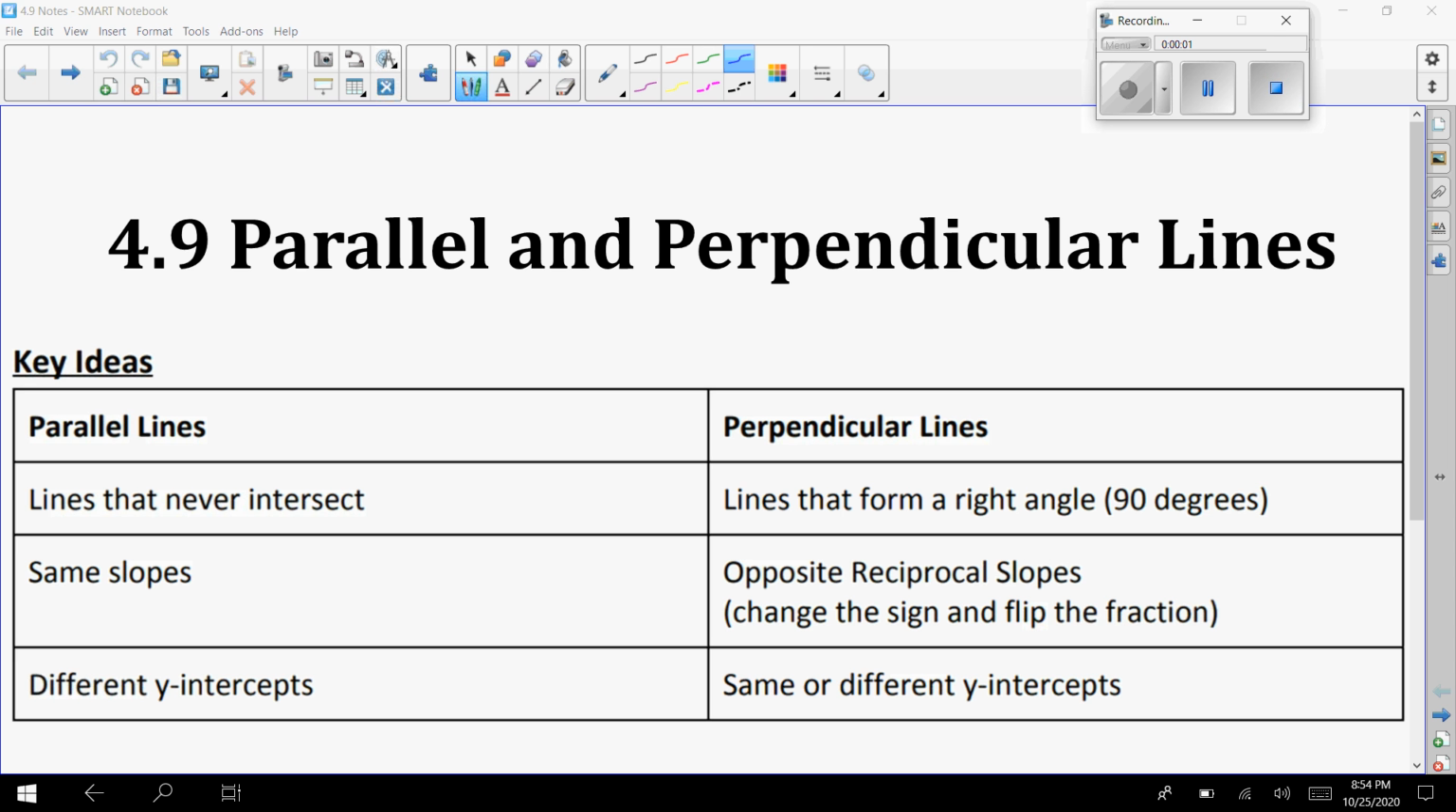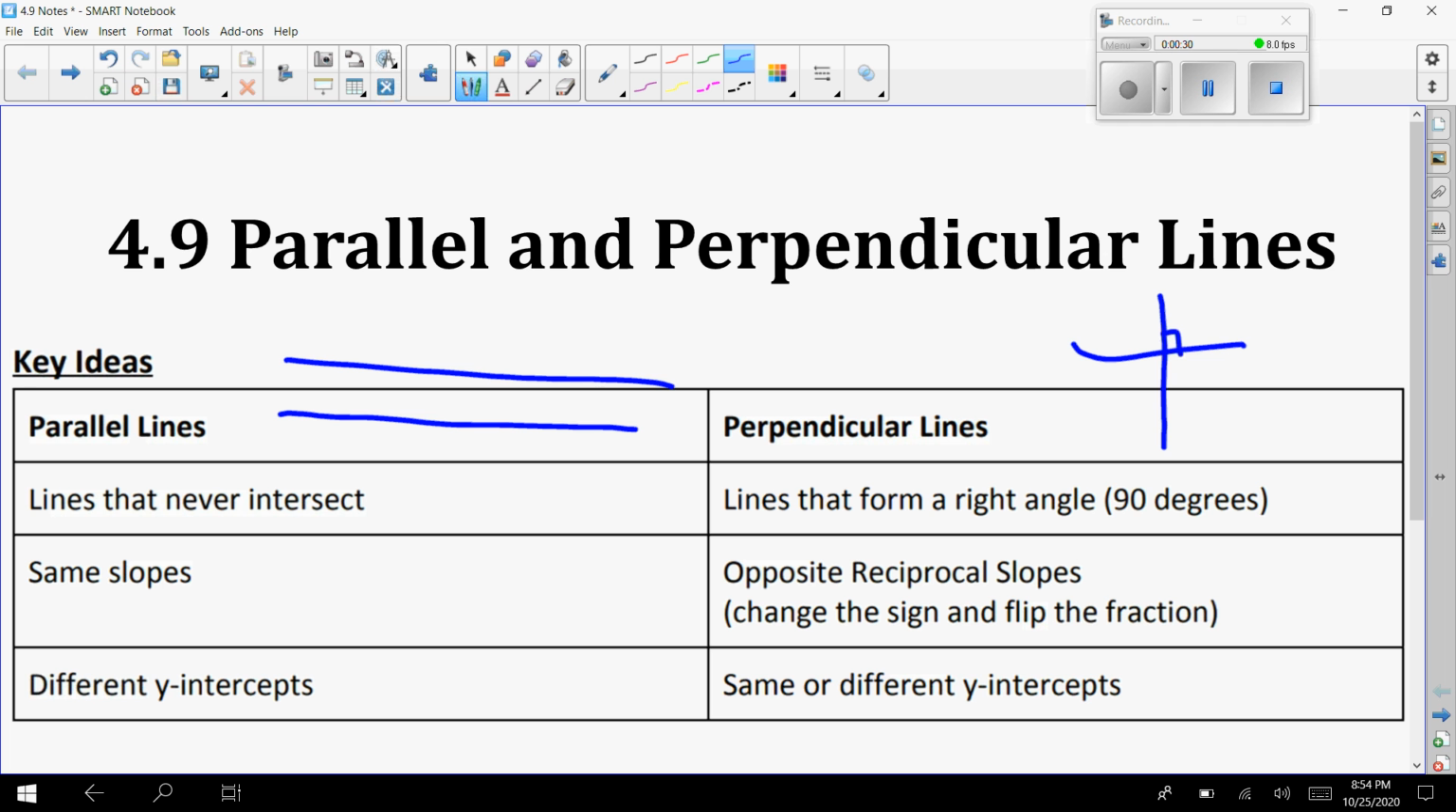We study parallel and perpendicular lines and writing equations of them. Some key ideas: parallel lines are lines that never intersect. They look like this. They have the same slope. They have different y-intercepts. Perpendicular lines are lines that form a right angle, looking like this.